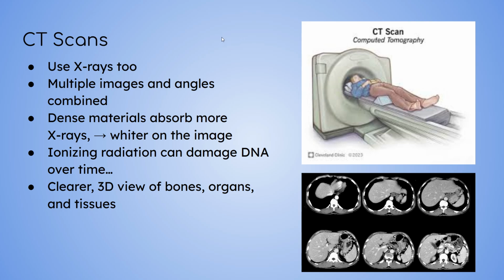So this uses X-rays too. It's basically an X-ray, but it takes multiple images from multiple angles, and it combines them to create these cross sections that you can see here. So, of course, with that too, the dense materials absorb more of the X-ray, so they're still whiter on the image since it's still X-ray. Like here, I believe this is the spinal column on the back, and you can see it's still white because it's bone. And the other stuff here is darker because it's softer tissues.